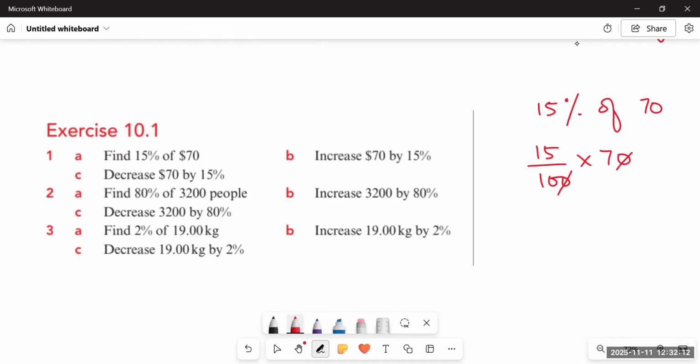Or you can do it like this. 5 2s are 10, 5 3s are 15, 3 7s are 21. 21 divided by 2 is 10.5. So the answer will be 10.5.